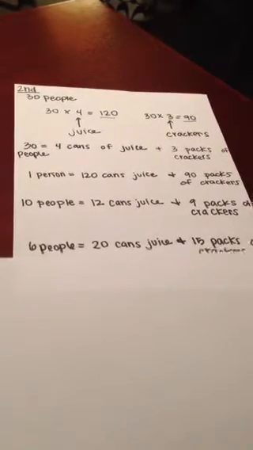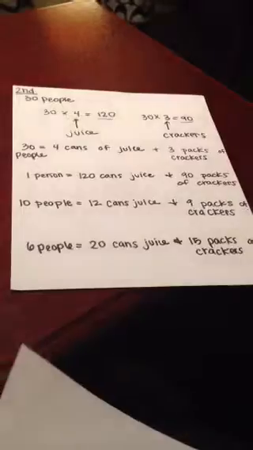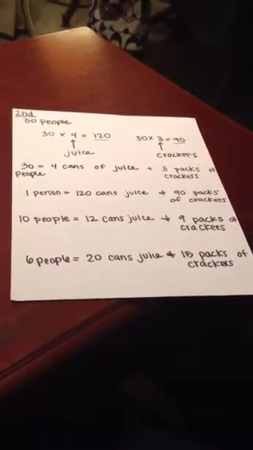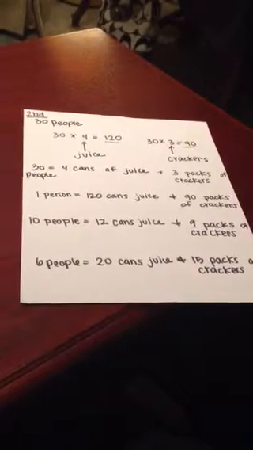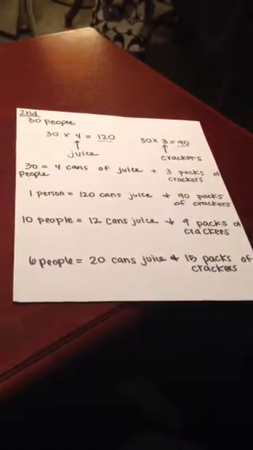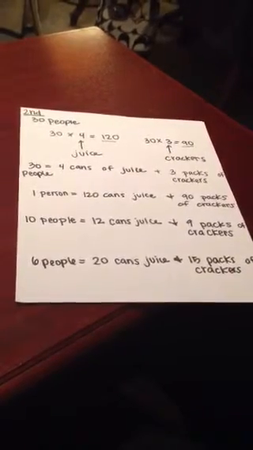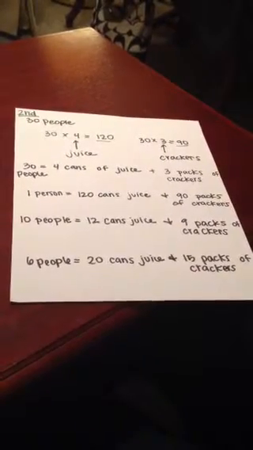And the last number the student chose is 6 people. This is because 6 times 20 is 120, and 6 times 15 is 90. That means that if there's 6 people, each person gets 20 cans of juice and 15 packs of crackers. The last thing the student did in this problem was make a chart.